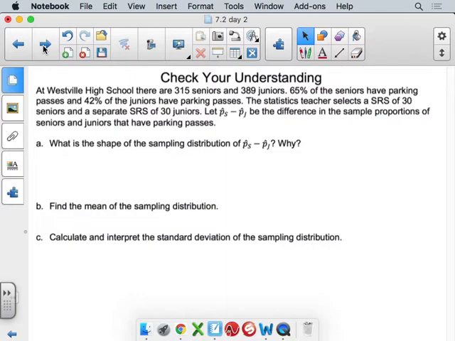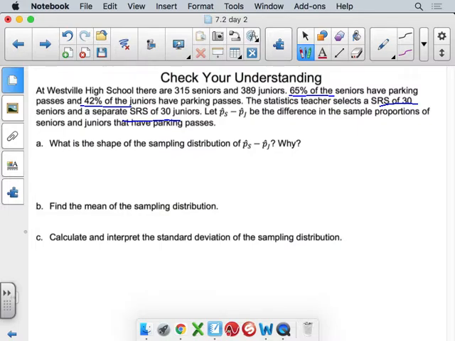So the Westville High School, there are 315 seniors and 389 juniors. 65% of the seniors have parking passes, while 42% of the juniors have parking passes. The statistics teacher selects a simple random sample of 30 seniors and a simple random sample of 30 juniors. Let P hat S minus P hat J be the difference in the proportions of seniors and juniors that have parking passes. All right, so what is the shape of the sampling distribution?